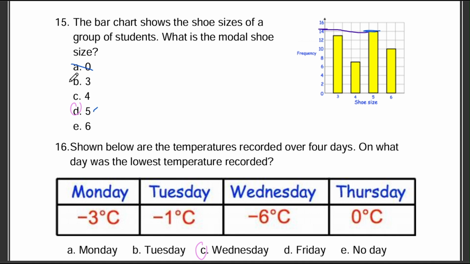Meaning it doesn't appear most often. B3 is smaller than 5 on the bar chart. C4 is less frequent than 5. E6 is not modal.